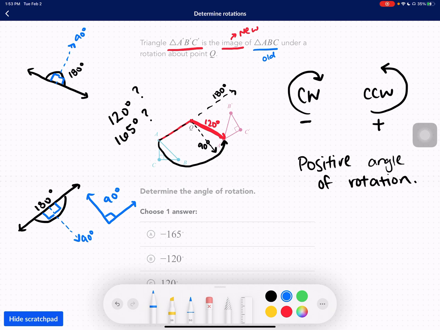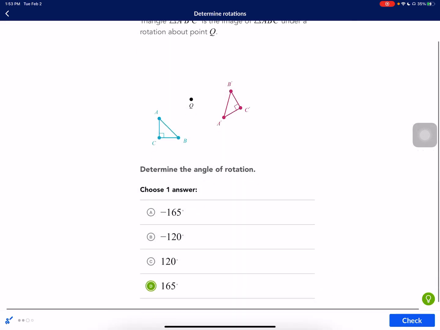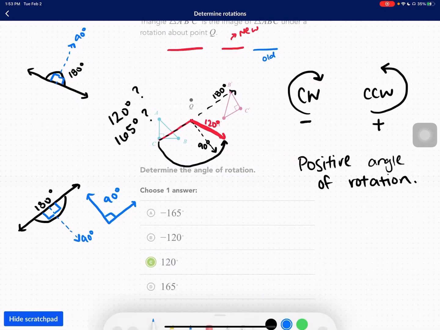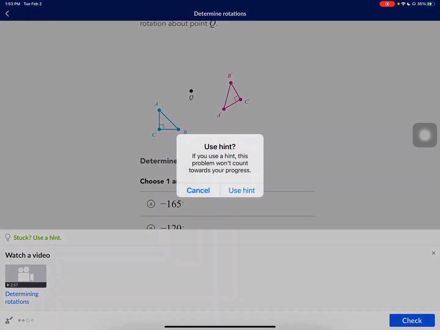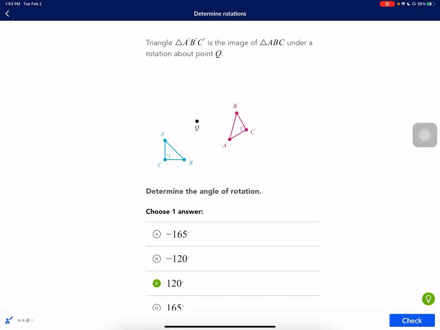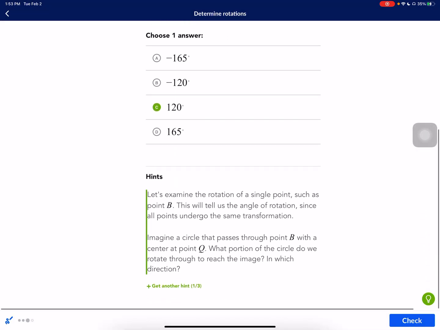So let's see their hints again. Let's see how they described it. So my vote is that it is C, 120 degrees. Okay, so let's see their hint. Their drawing will probably look prettier than mine.